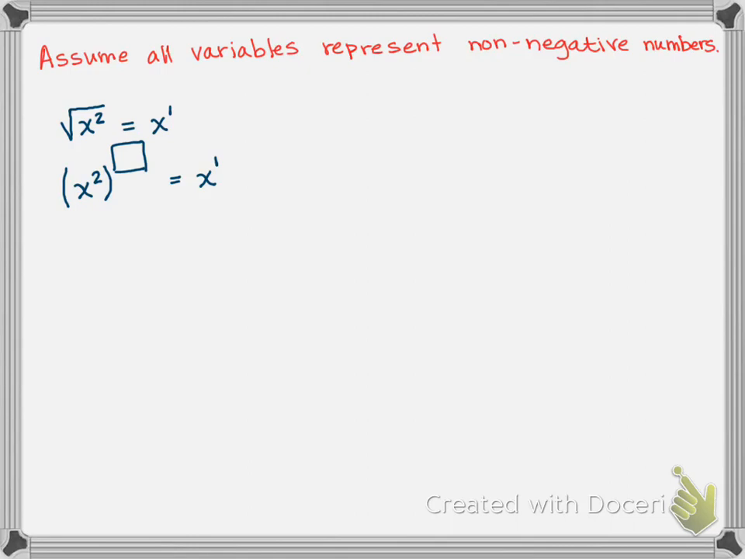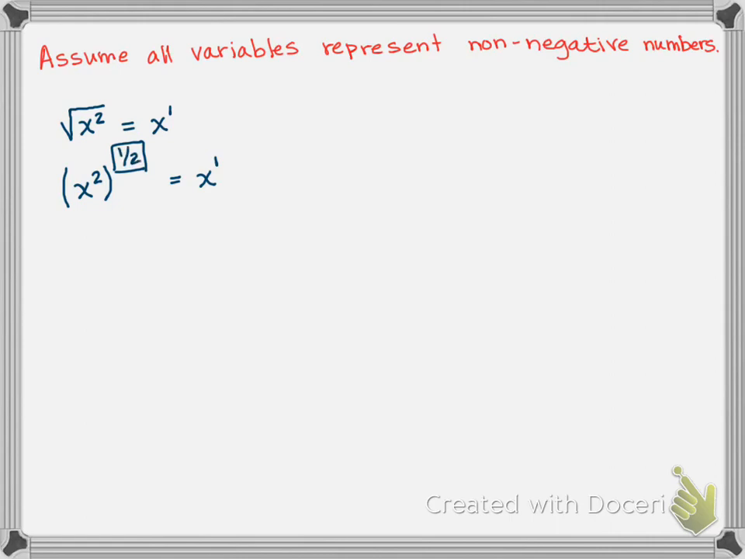Negative? If I was adding the exponents, a negative would be really helpful, because we could go like this and we would get x to the first. But notice here we're raising an exponential expression to another exponent. What operation do we do there? So what would I have to multiply 2 by in order to get 1? 1/2, yep.